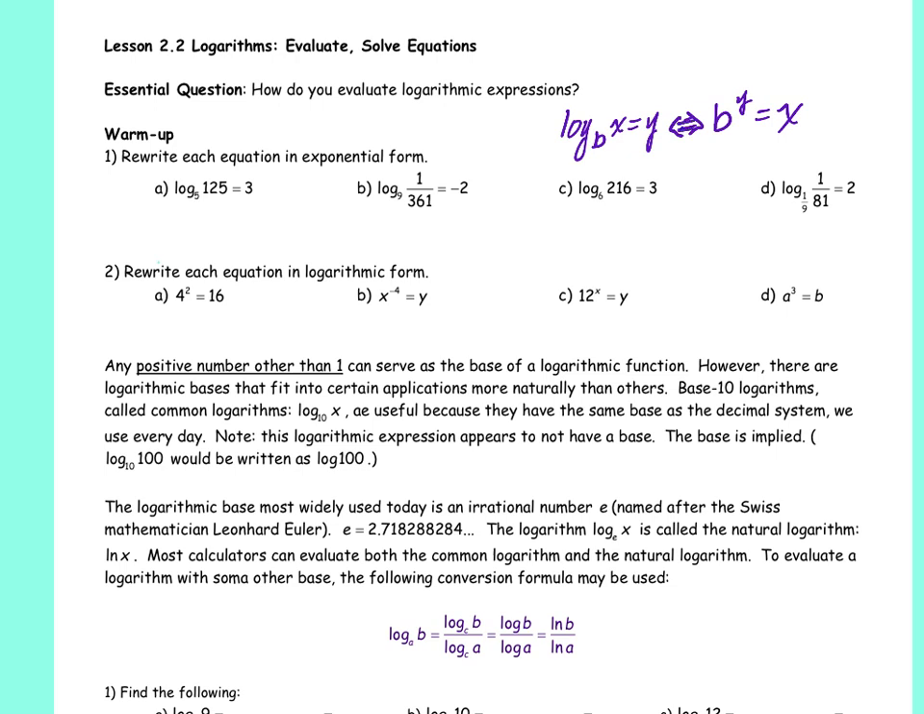So if I have an exponent, I can write it as a log using the same rule, just rearranging my variables. The first one says rewrite as exponential form. That means I'm going to rewrite log base 5 of 125 equals 3 as 5 to the third power equals 125. And the second one would be 9 to the negative 2 power equals 1 over 361.